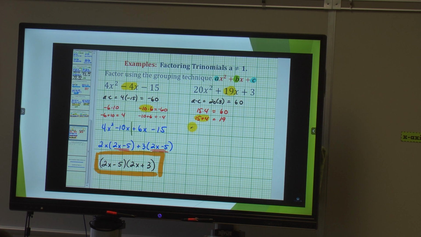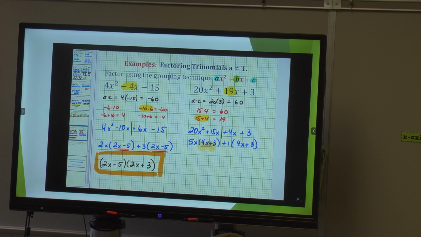So we'd have 20x squared plus 15x plus 4x plus 3. Now that we have 4 terms, we'll divide this in half and factor by grouping. The greatest common factor of 20x squared plus 15x would be 5x, leaving us with 4x plus 3. Notice how 4x and 3 don't have any common factors, but we could factor a 1 out, so we'll have plus 1 times the quantity 4x plus 3.